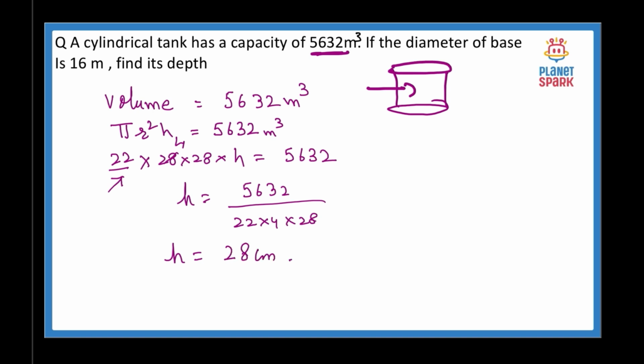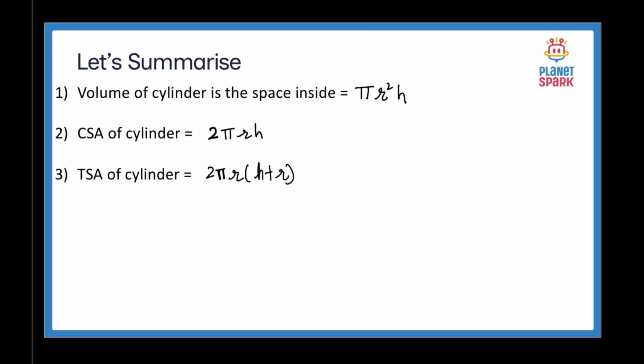I hope the question is clear with everyone. And in today's video, we have discussed formula for volume is pi r square h, CSA is 2 pi rh, TSA is 2 pi r bracket h plus r. And very important, the difference between CSA and TSA. CSA is of hollow figure.